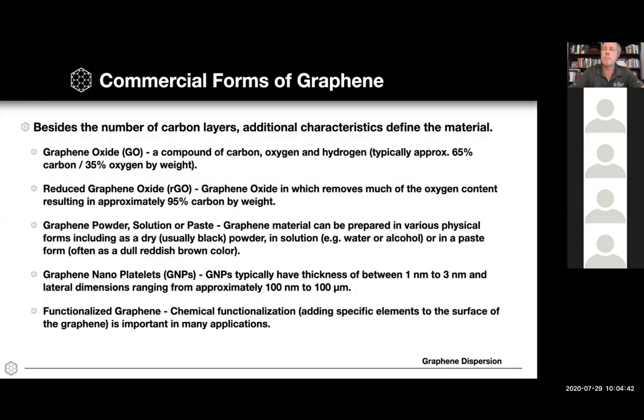In addition to those forms that were described on this previous slide, you also have graphene oxides, which have approximately 35% by weight oxygen content, reduced graphene oxide, which is what it sounds like, a graphene oxide with the oxygen reduced or removed. That brings it down to about 5% oxygen by weight. Graphene can also be delivered in the form of a powder, a dry powder. It can be in a solvent or a solution, and it can be in the form of a paste. And so we have these different types of format to receive the material in.